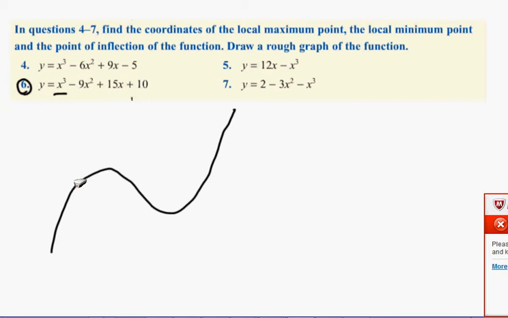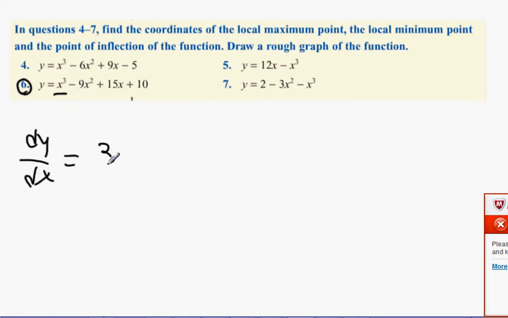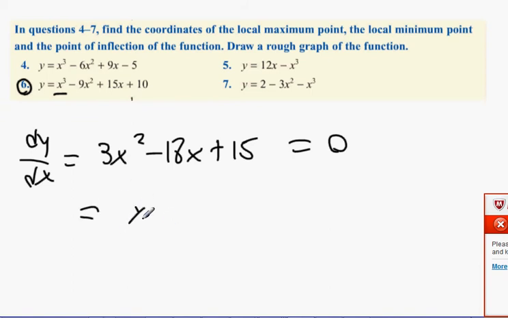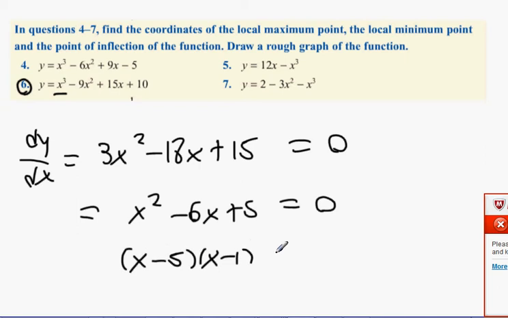Either way, we can figure it out. It's positive. So differentiate once. And what we get is 3x squared minus 18x plus 15. Solve it equal to 0. When you solve this equal to 0, we divide by 3 and get x squared minus 6x plus 5 equals 0. Solve it. x minus 5, x minus 1 equals 0. x equals 5, x equals 1.